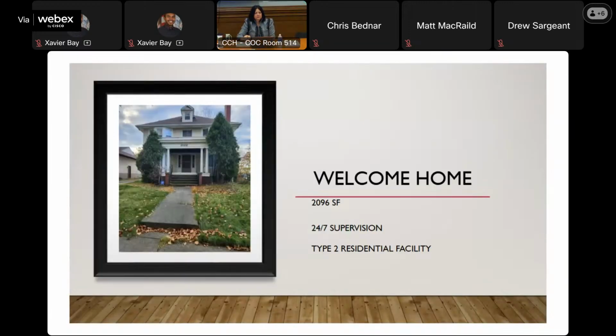My name is Anthony Williams, and my address is 3122 West Boulevard, Cleveland, Ohio, 44111. I just want to give a little history here. On the first slide, you see the house is 2,090 square feet, and we're proposing 24/7 supervision of a facility type 2 residential facility.